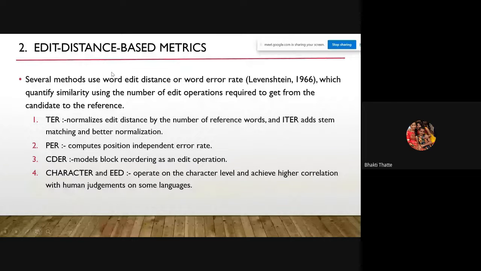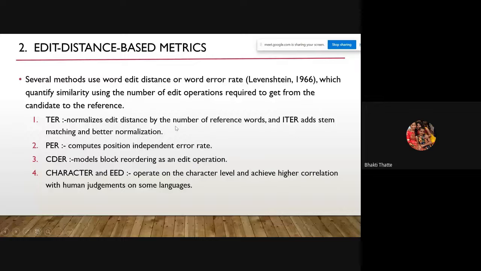So next is edit based metrics. Several methods use word edit distance or word error rate, which quantify similarity using the number of edit operations required to get from candidate to reference. So this is TER, PER, CDER, CharacTER, and EED. Again, in the references, I will show you where you can go for further reading on this.